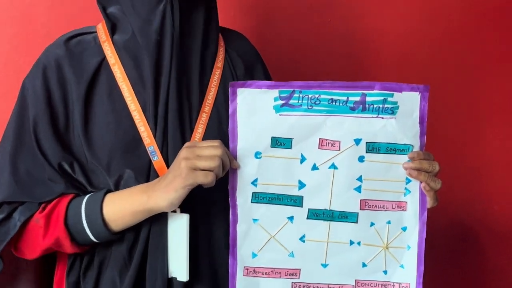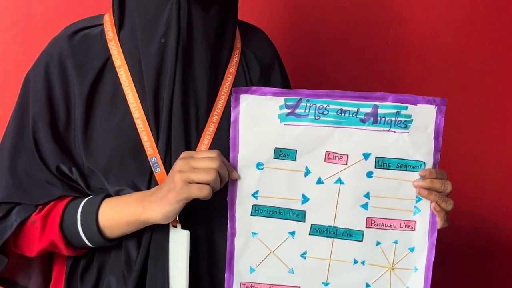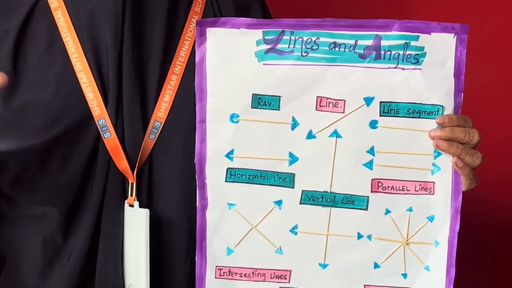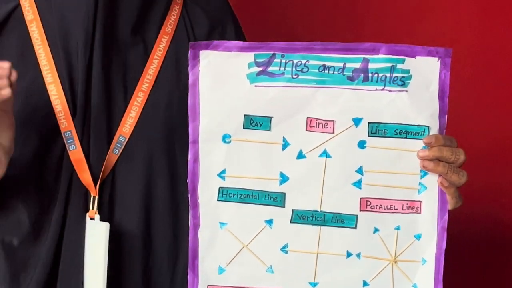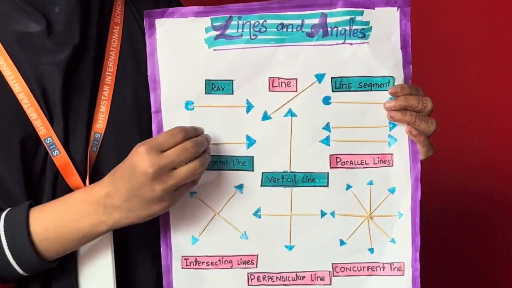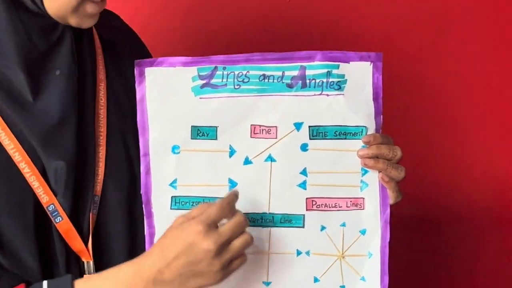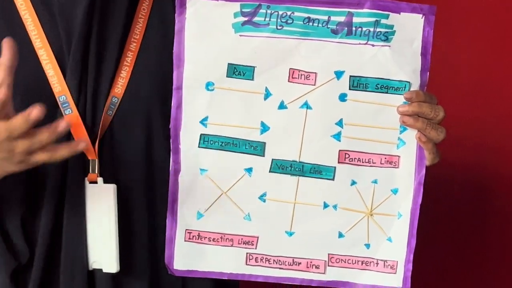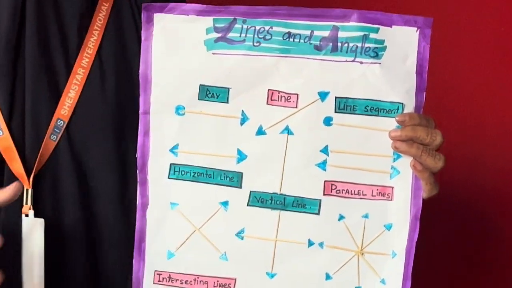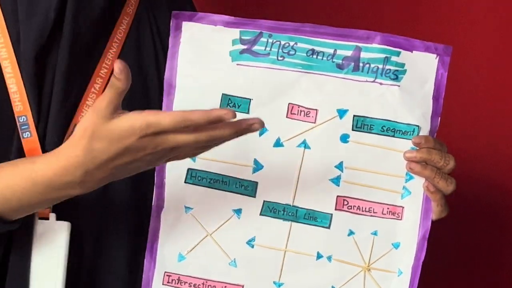So today I am here to give a presentation on lines and angles. So what are lines and angles? These are the main and basic concepts of geometry. First of all we have a ray. A ray has a starting point but doesn't have an end point. It can go endless. Then we have a line, which doesn't have a starting point or an ending point, like a road. Then we have a line segment, which has a starting point as well as an ending point.